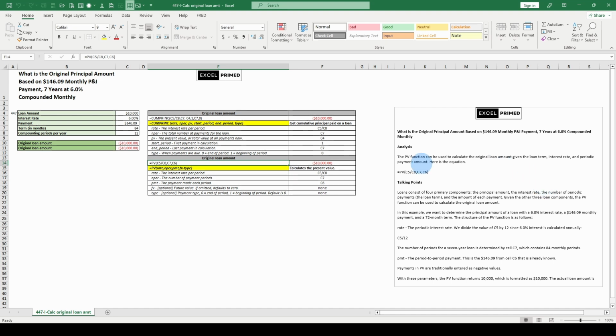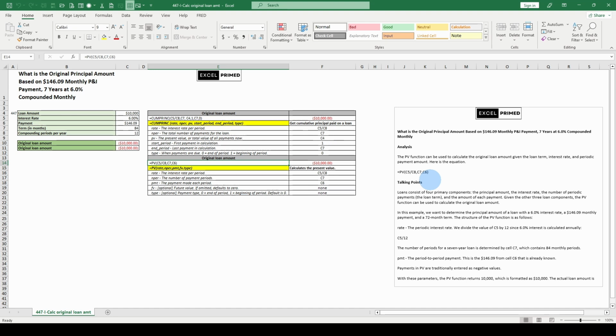Over here, let's just read. You may pick up something here. The PV function can be used to calculate PV, present value. The function can be used to calculate the original loan amount given the loan term, interest rate, and periodic payment amount. Here, each one of these, we can solve for. So this little puppy here has a lot of flexibility. If we have 3 of the 4, then we can solve.